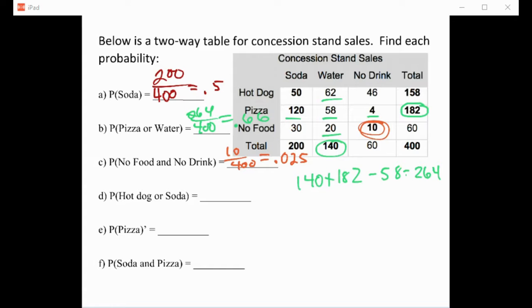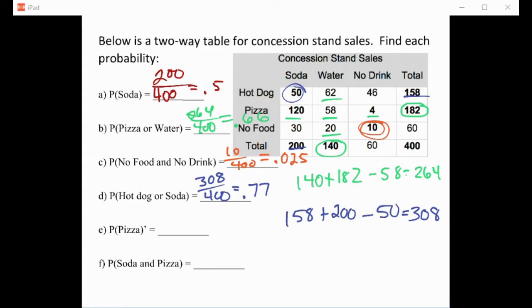Then you got hot dog or soda. So again, with or, that's where you have to add. So hot dog is 158, soda is 200, and then you have to subtract 50. So 158 plus 200 minus 50 is 308. Oh, that makes sense. So 308 over 400 is 0.77.